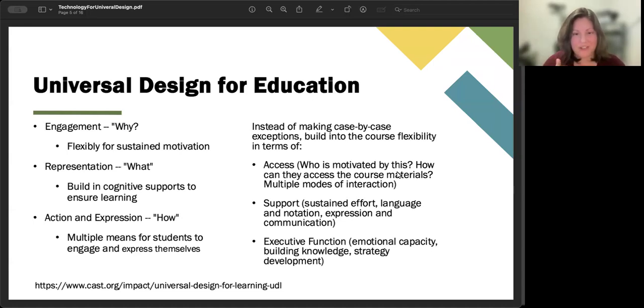So for each of those, you can ask, okay, so who has access? Who is going to be motivated? Who's going to be understanding what exactly we're trying to teach, and things like that. You can talk about the supports for each of these.